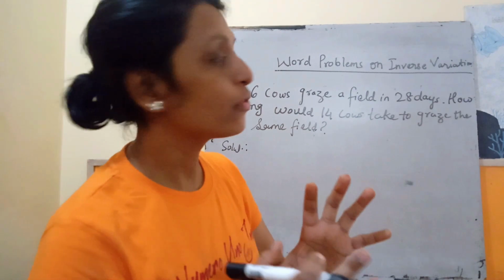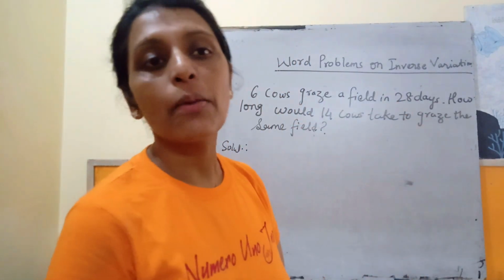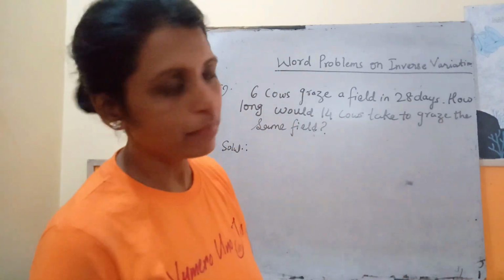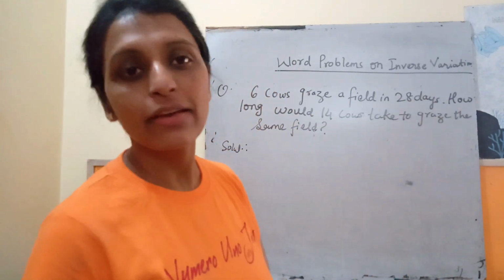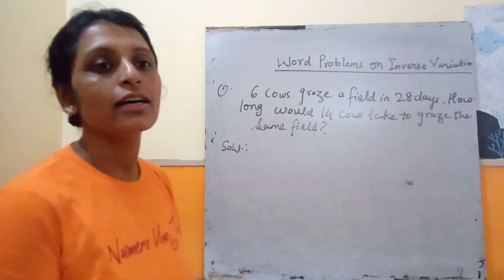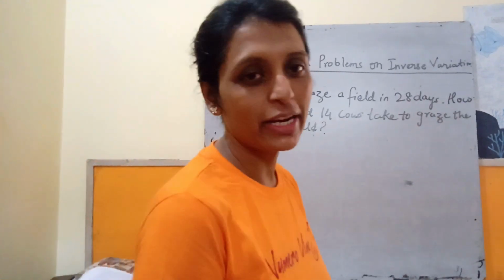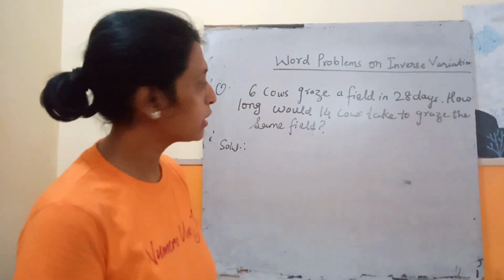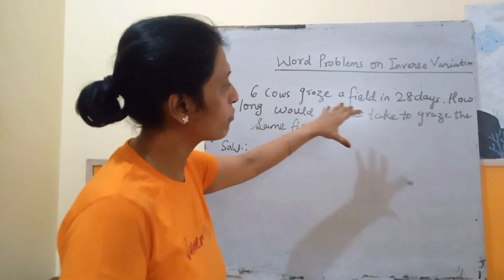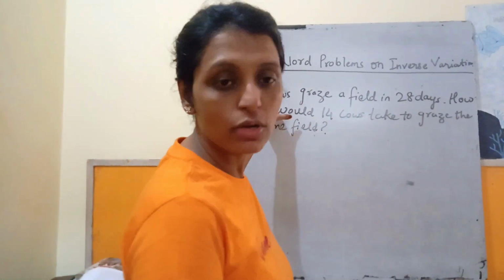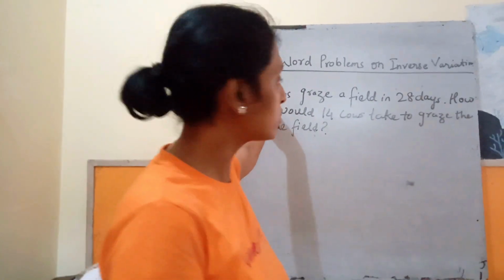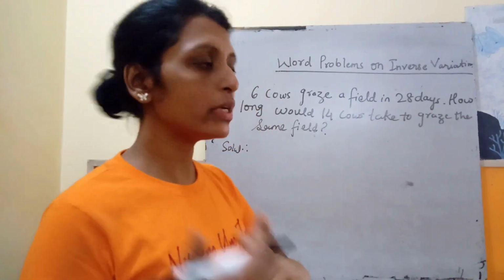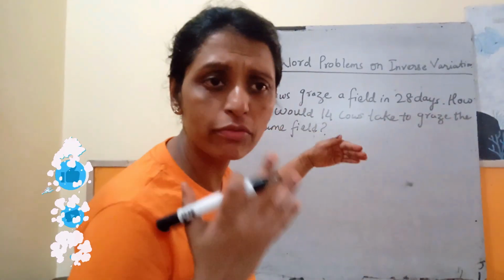And if we increase the number of cows, that is, it increases from 6 to 14, how many days will they take to graze the same entire field? Okay, so let's see what are the two quantities that we have to consider here. Here it is given 6 cows graze a field in 28 days. It means we have to consider the first quantity as number of cows and the second quantity as number of days. So let's see how it is a question from inverse variation.